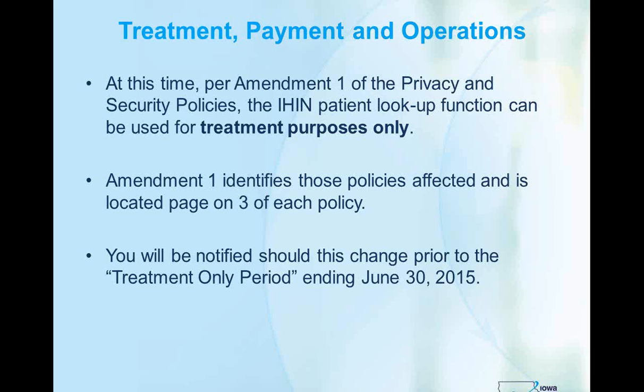Prior to review of the privacy and security policies, it is important to note that at this time, the patient lookup function of the IHIN can be used for treatment purposes only. This is described in Amendment 1 of the Privacy Policies and Security Policies and is located on page 3 of each of these documents. Amendment 1 highlights those policies that are impacted during the treatment-only period. Amendment 1 is scheduled to expire on June 30th, 2015. Should legislative change or advances in technology allow for this amendment to expire prior to June 30th, 2015, you will be notified.